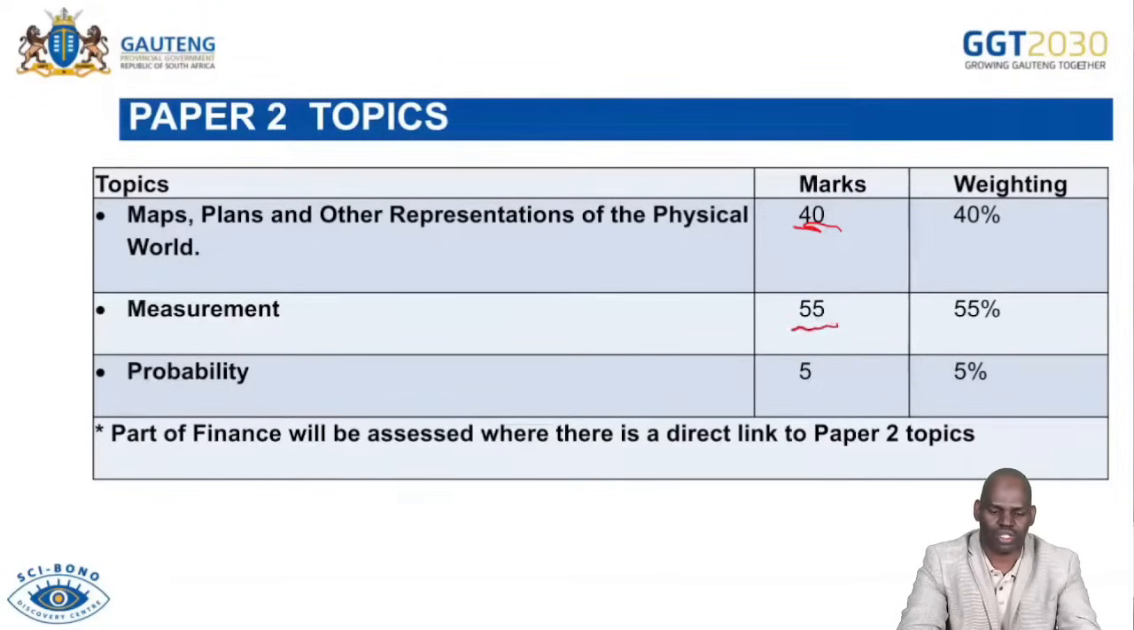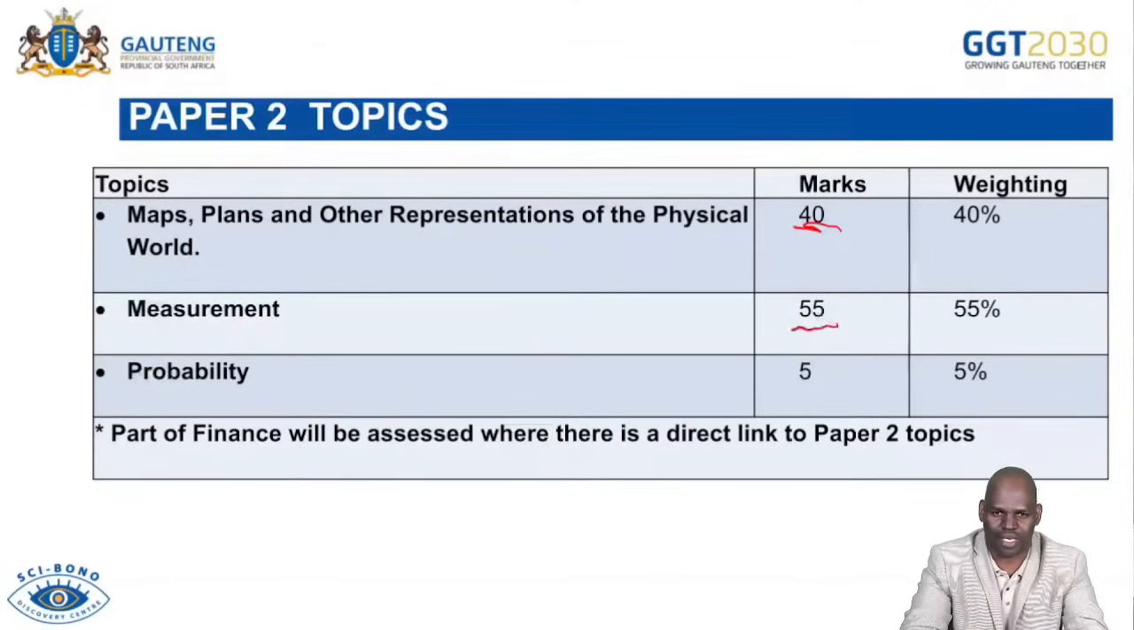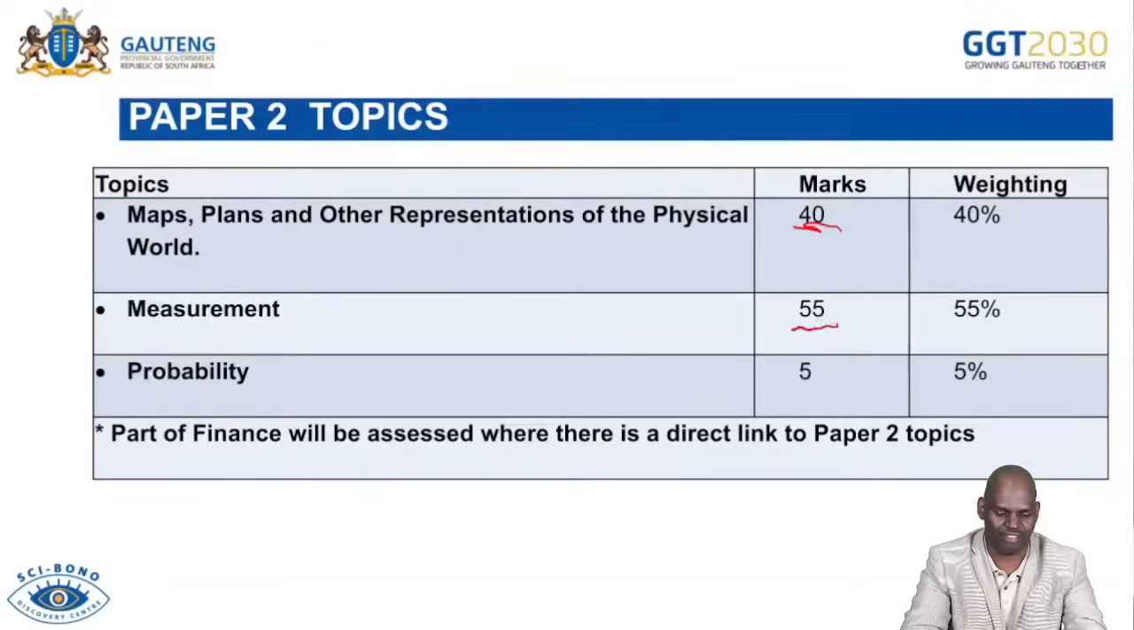And then, of course, probability. I know that when you prepared yourself for paper one, you also studied probability. So you don't necessarily have to go and study it again. It's just a matter of revising it. Probability will also be part of paper two, which will count about 5 marks. It might be about 4, 5, or 6 marks, but the estimated total for probability is 5.